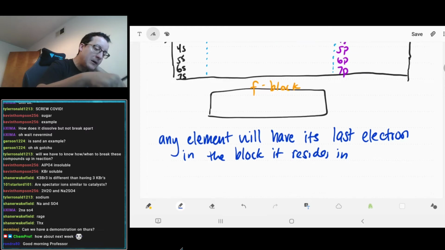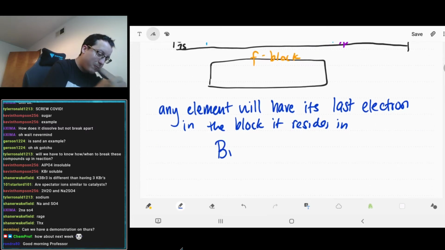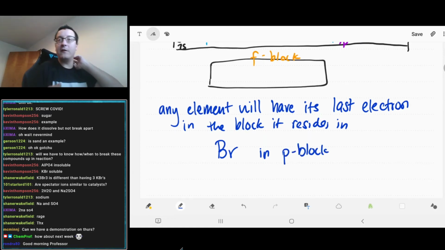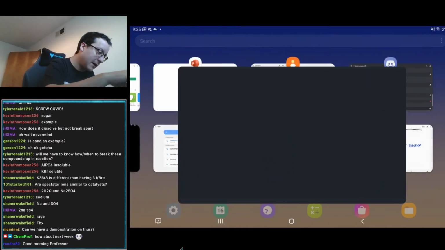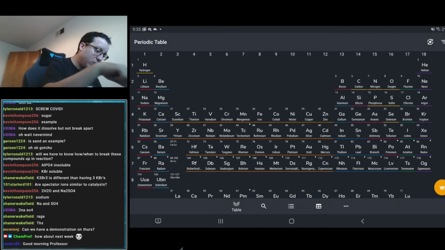So, for example, bromine in the P block, if you don't have your periodic table here, actually, no, not Discord. Don't need Discord right now.